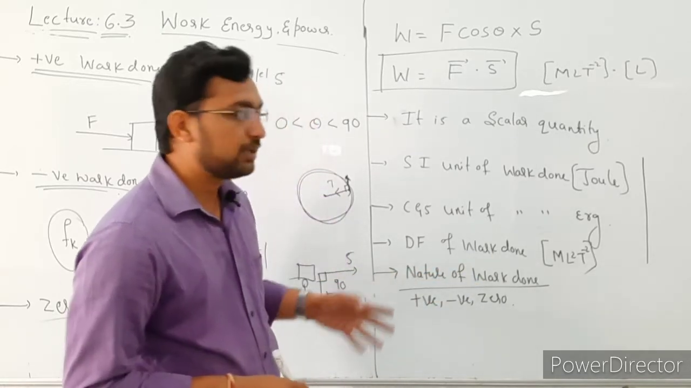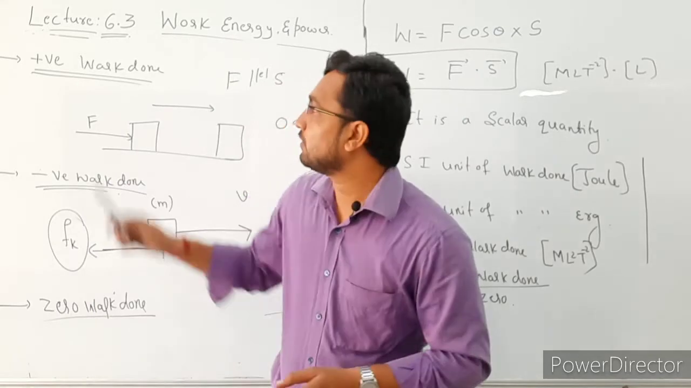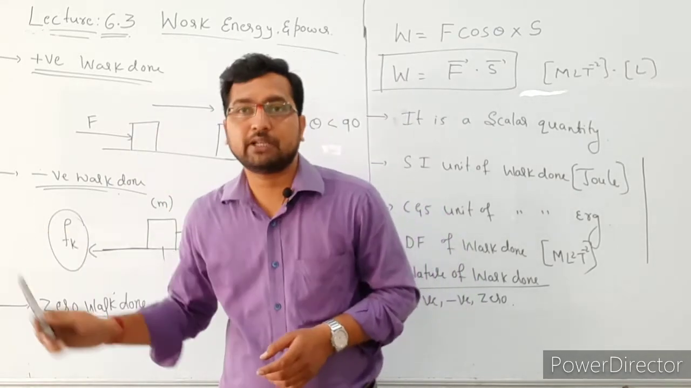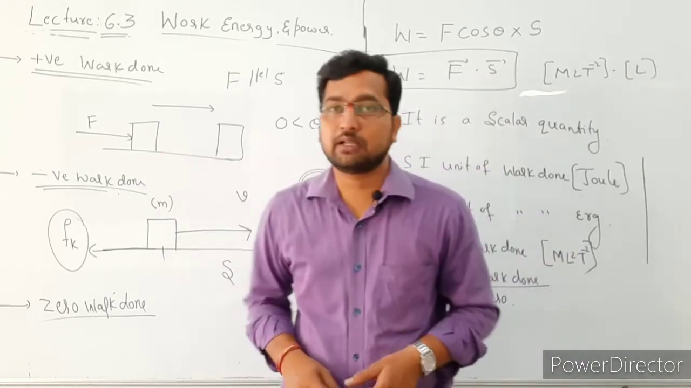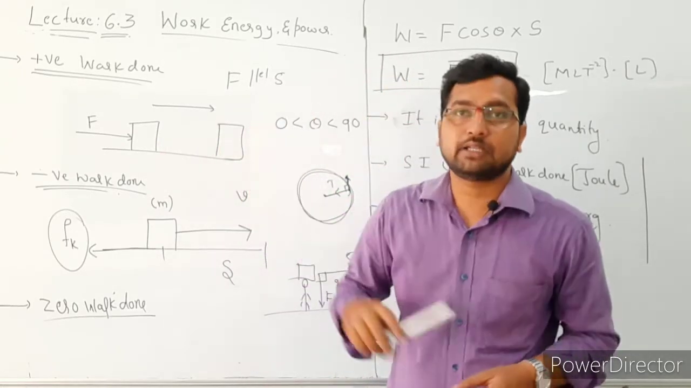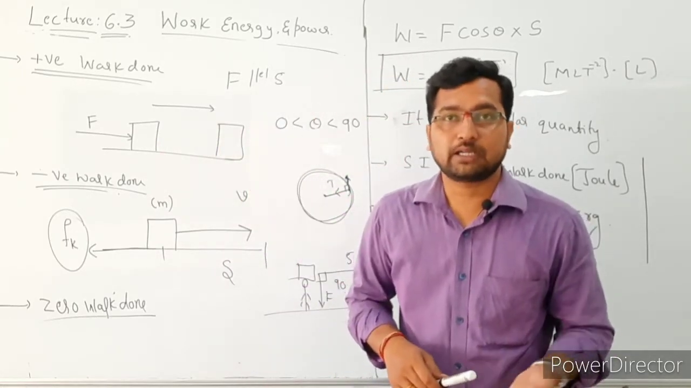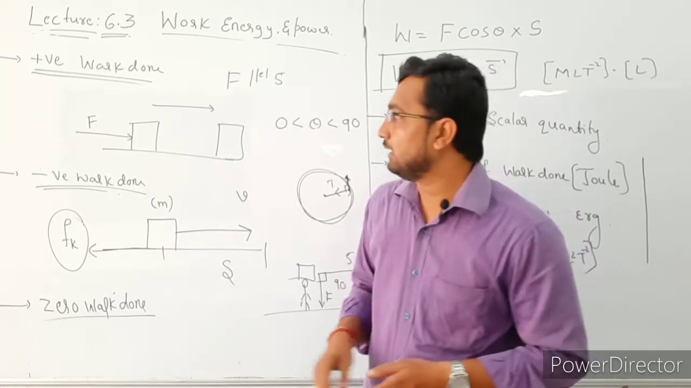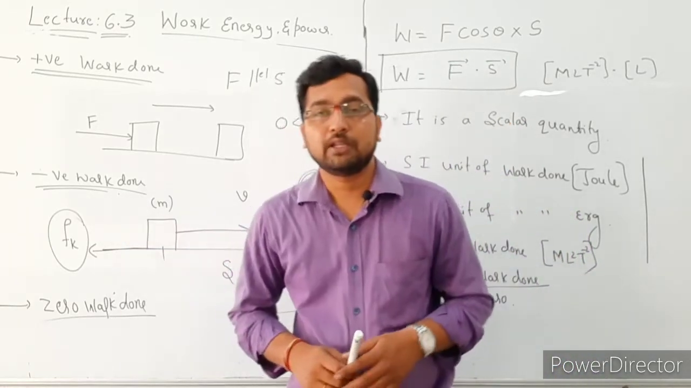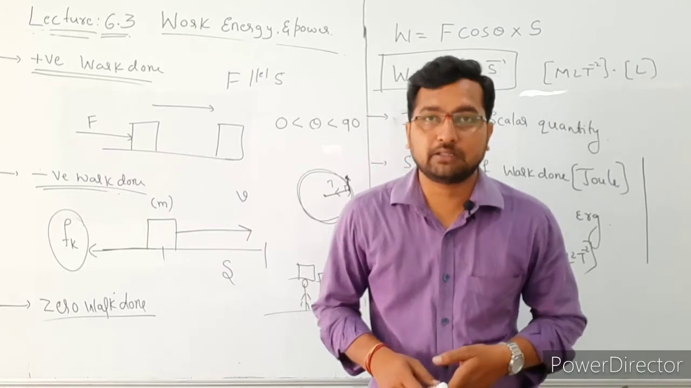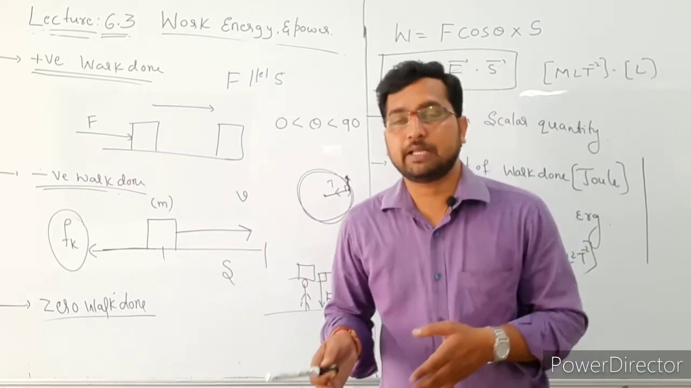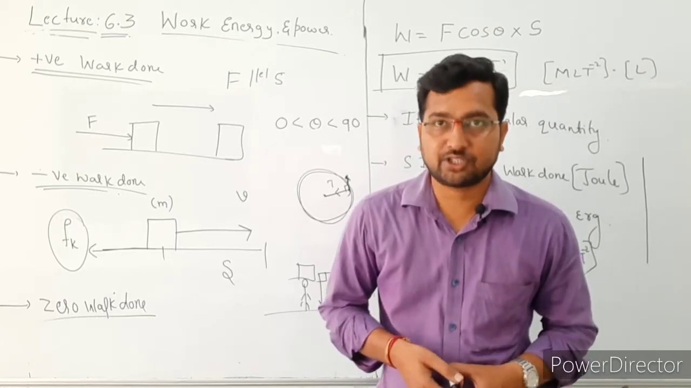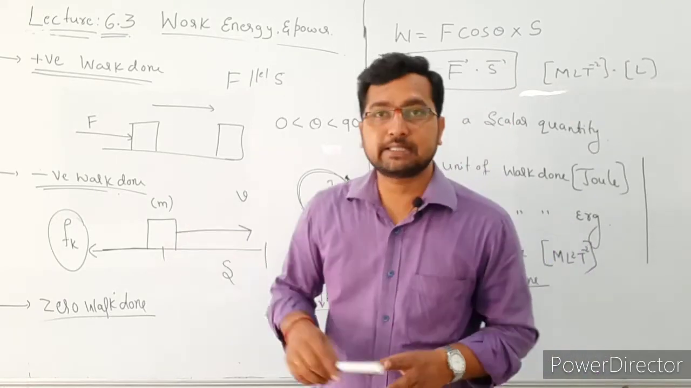So after that, the nature of work done: the first one is positive work done, the second one is negative work done, and the third one is zero work done. Positive work done means the force is parallel to the displacement, so then the work done is positive. And the next one, negative work done: if the force is anti-parallel to the displacement, or force and displacement are both in opposite directions, then we say that the work done is negative.